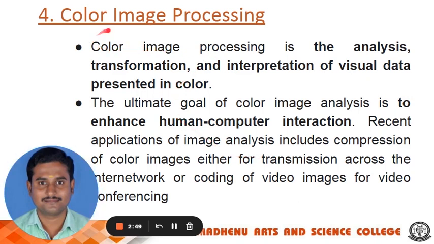Next one, the fourth one, color image processing. Color image processing is the analysis, transformation and interpretation of visual data presented in color. Color image processing is used for analyzing the image and transforming the image for human interpretation. So we can use the various colors of an image for processing. When you want to process a color image, you can use this color image processing technique. The ultimate goal of color image analysis is to enhance human computer interaction.